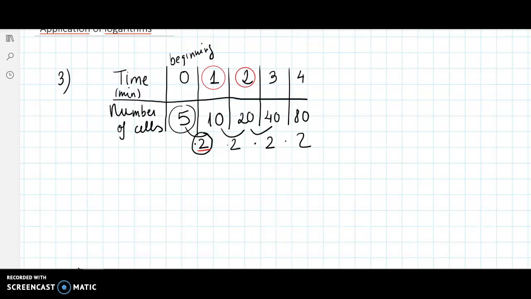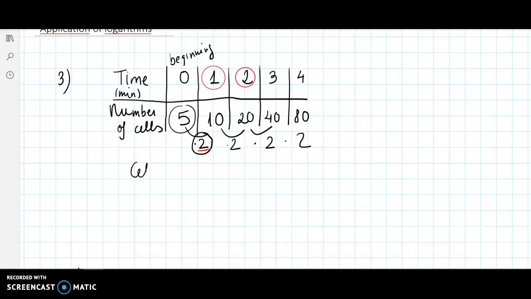After 2 minutes, there are 20 cells because there were 10 cells, but they doubled. So there are now 20 cells. And so on. We have to multiply by 2 all the time. So the formula that we are going to use is slightly different from the other problems related to percentages.